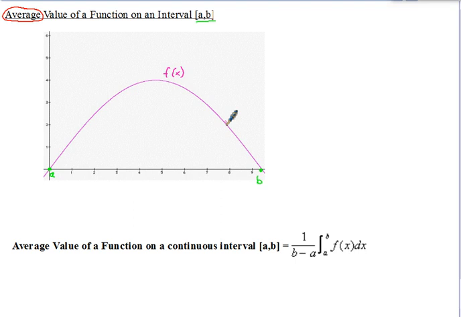Well, we can see the average value would have to be, the lowest y value here is 0, and the highest it gets is 4. So it'd have to be somewhere between 0 and 4. So choose somewhere where you think the average value of this function is. I'm going to just pick right there, and label that as the average value.